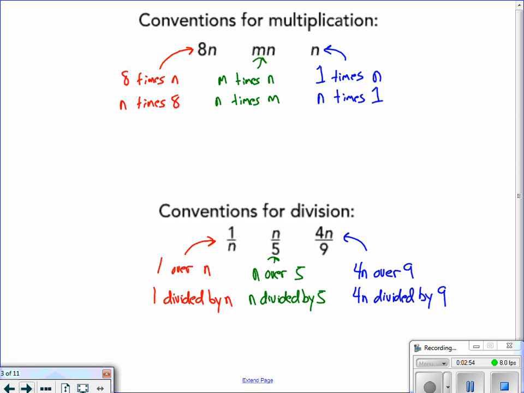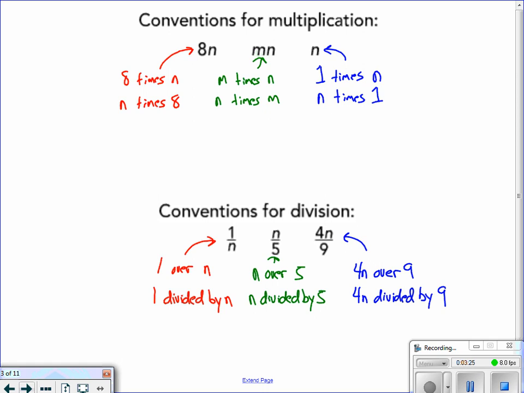Going down to the bottom there, conventions for division. Notice we're using a fraction bar, we're not using the division symbol. So the first one there you could read as 1 over n or 1 divided by n. The second one is n over 5, or we could read it as n divided by 5. And then the third one there, we could read that as 4n over 9 or 4n divided by 9.